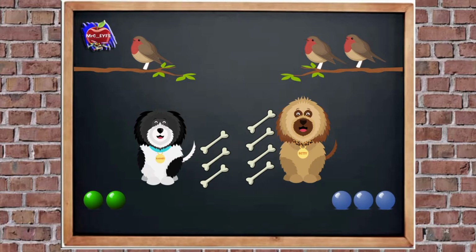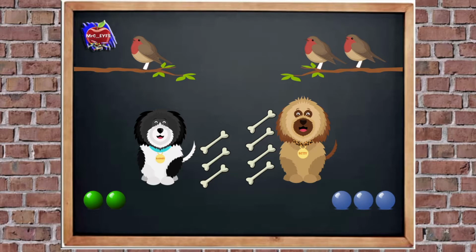We've got some green balls and some blue balls. So are there more green or more blue? Right, let's count them to check. Let's count the green ones. You ready? There's 1, 2. So there's 2 green balls. Let's count the blue balls. There's 1, 2, 3. So is 2 more or is 3 more? Yeah, it's 3. Well done. So again, 3 is a bigger quantity and it's a bigger number. So it's more. Well done.